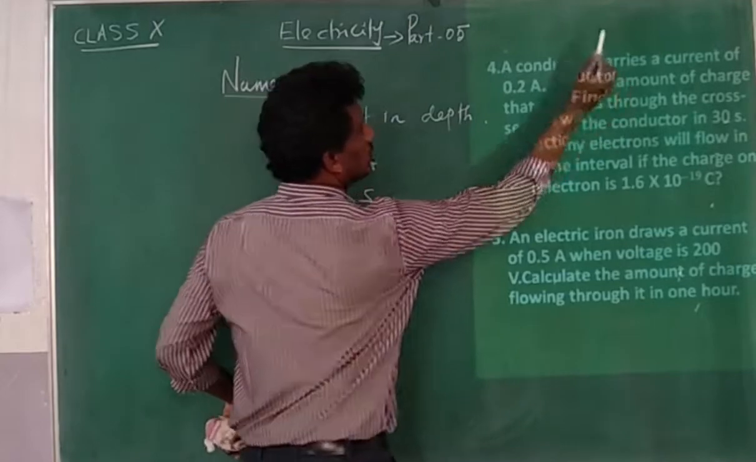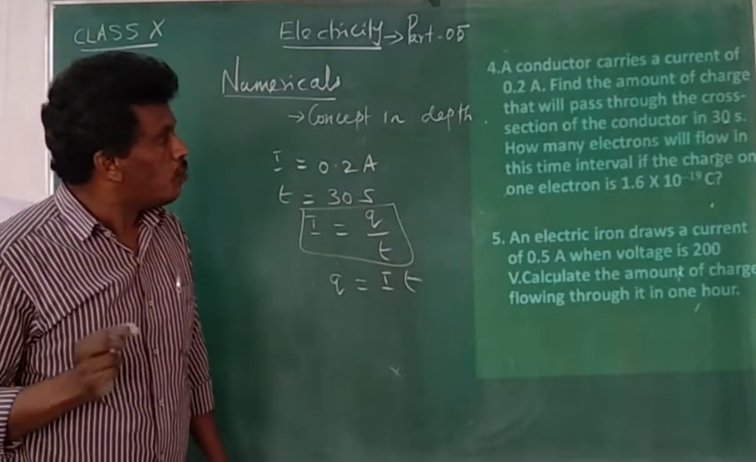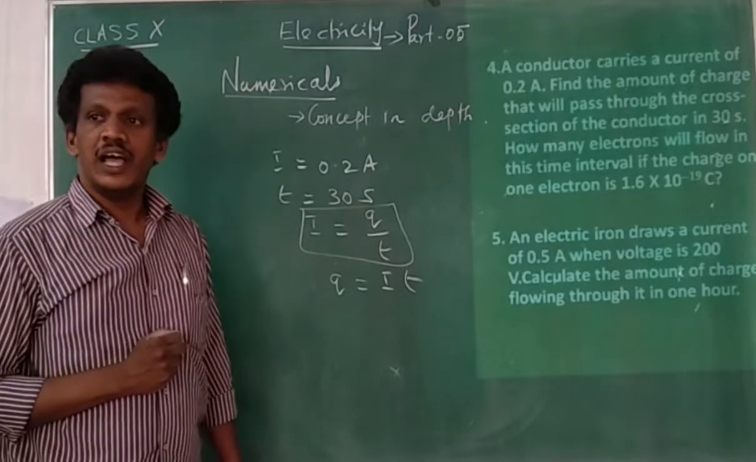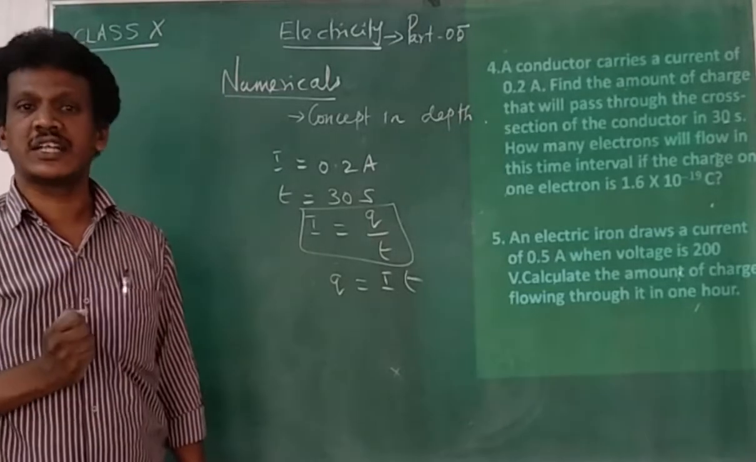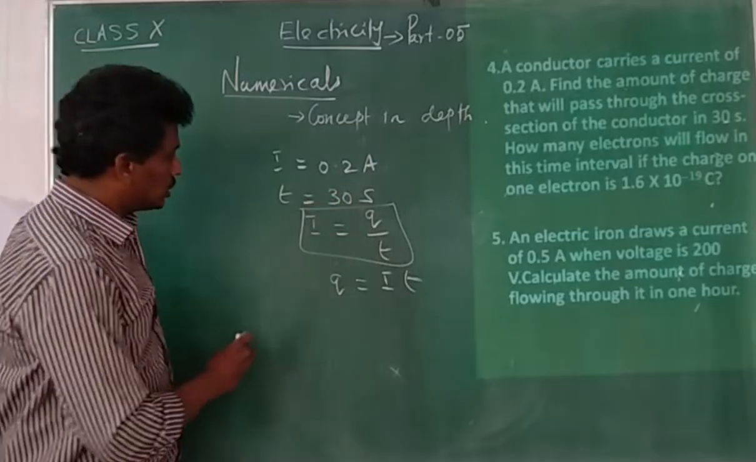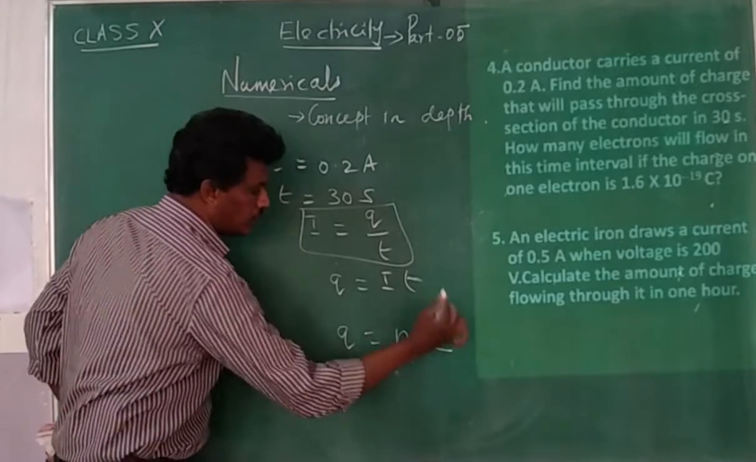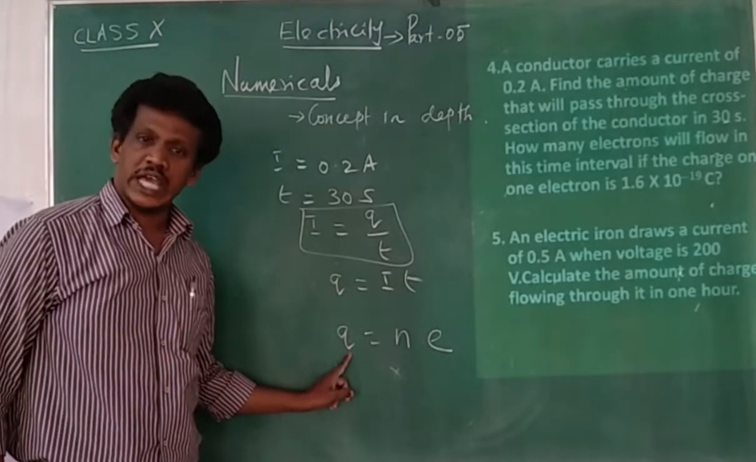What is the second part they are asking? How many electrons will flow in this time interval? That means the number of electrons required to get 0.2 ampere. What is the basic formula? Q equal to N into E. Already you got the value of Q.